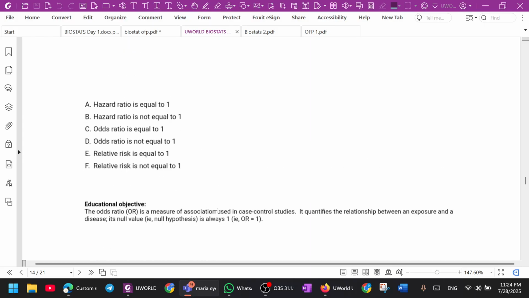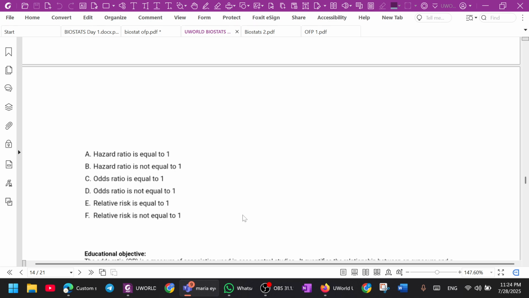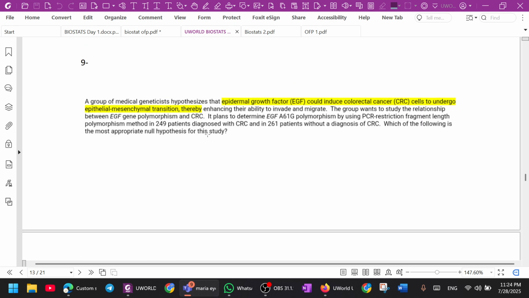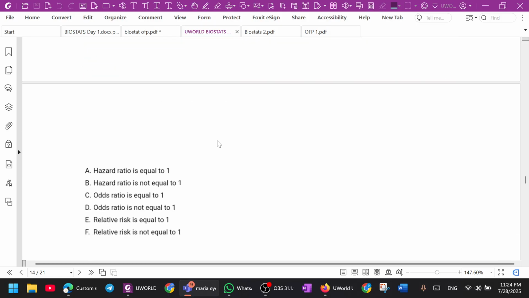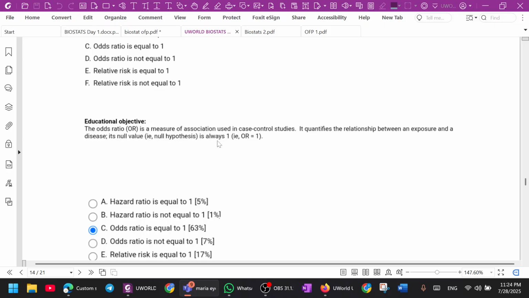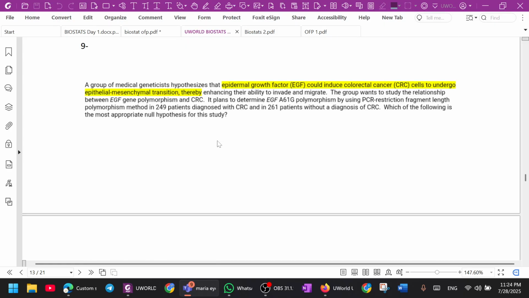What are they asking you? First I need to find out which sort of study, and then I need to say that if it is case control then odds ratio, and if it is cohort then relative risk, and then finally the third one, is this rejects the null hypothesis or accepts the null hypothesis? What are they asking you about the null hypothesis?